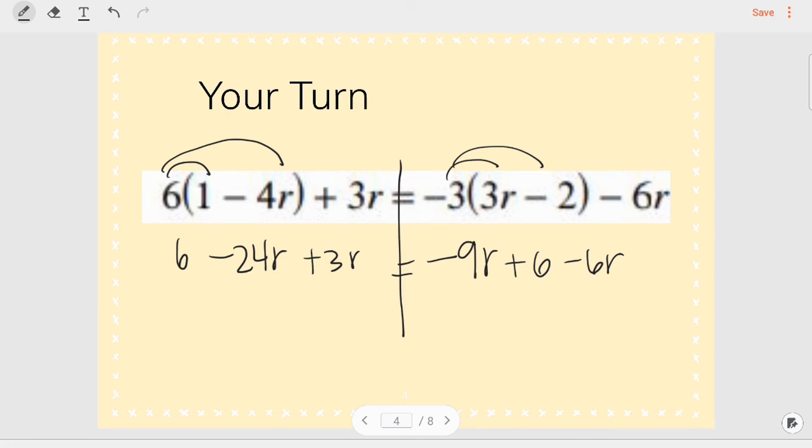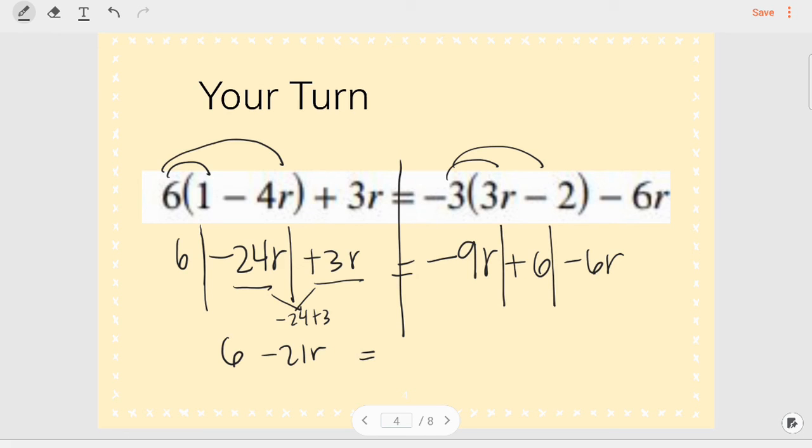Now that I have all the distribution done, I'm going to combine like terms. On the left-hand side, as I separate out my terms, I can see that 6 doesn't have any like terms, so I'm going to bring it down. Negative 24 and 3 are like terms, so negative 24 plus 3 is negative 21. That's what's left on the left-hand side. Let's go to simplify the right. I separate out my terms, and I see that I do have some terms to combine.